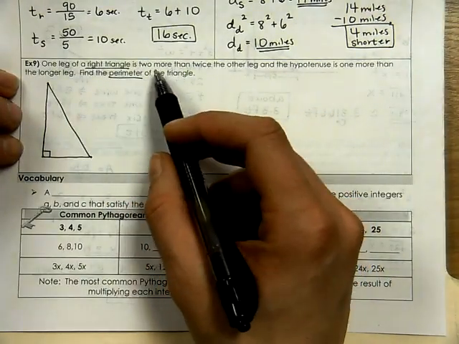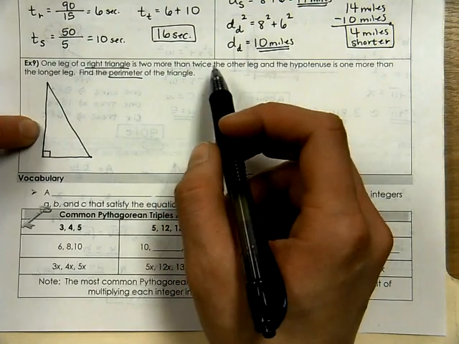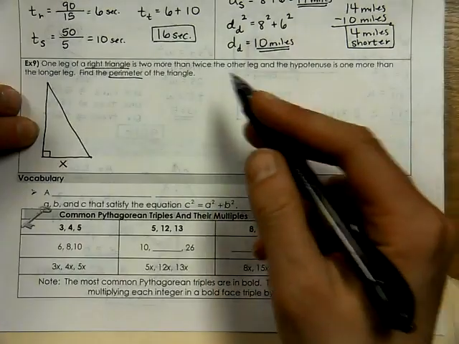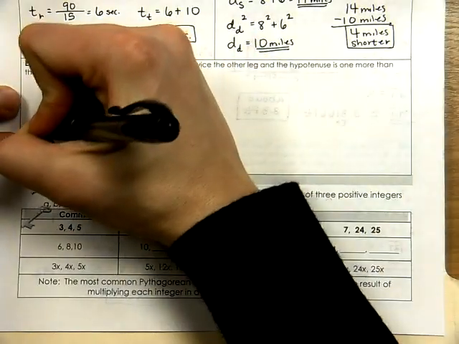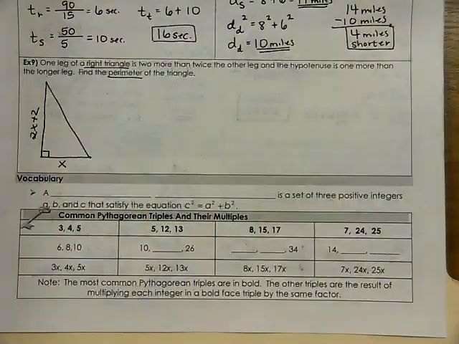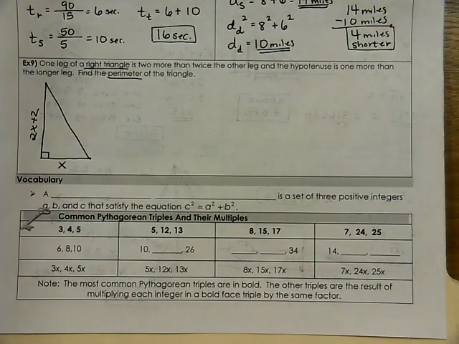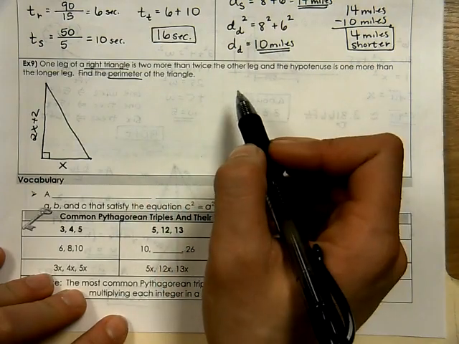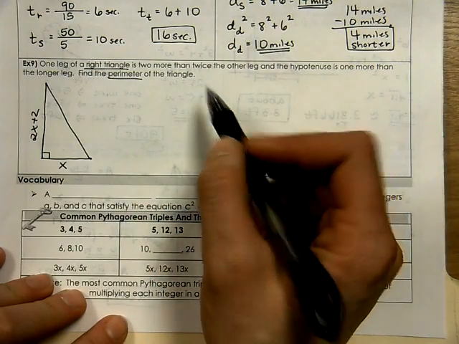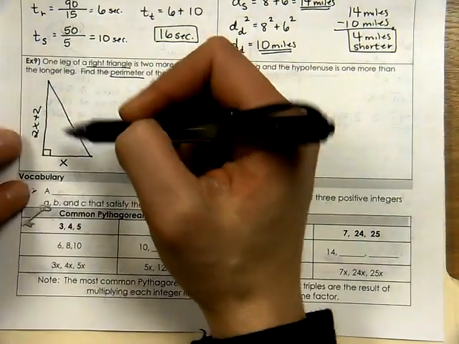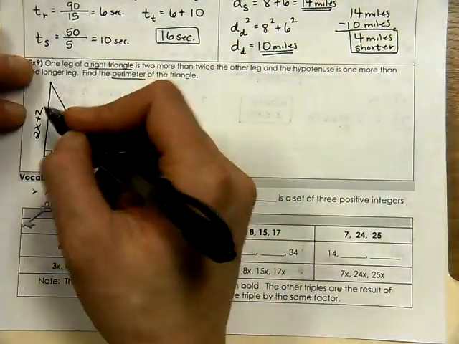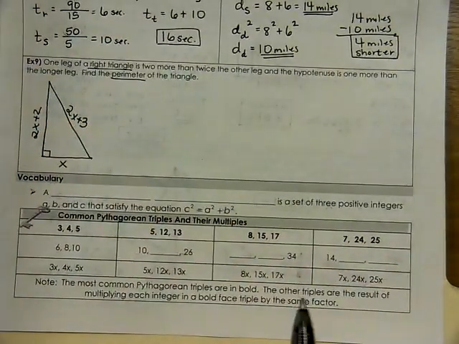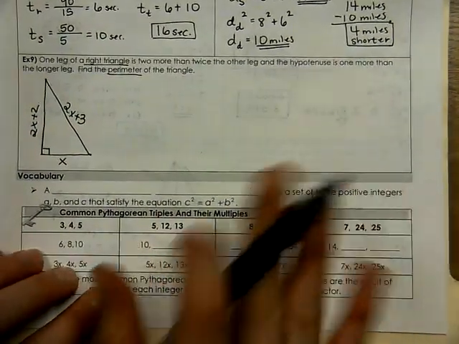One leg is 2 more than twice the other leg. So here's the one leg. 2 more than twice that would be 2x plus 2. All right, and then the hypotenuse is 1 more than the longer leg. Well, looking between these two, here's the shorter leg, here's the longer leg. 1 more than that would just be 2x plus 3. And I want to find the perimeter.